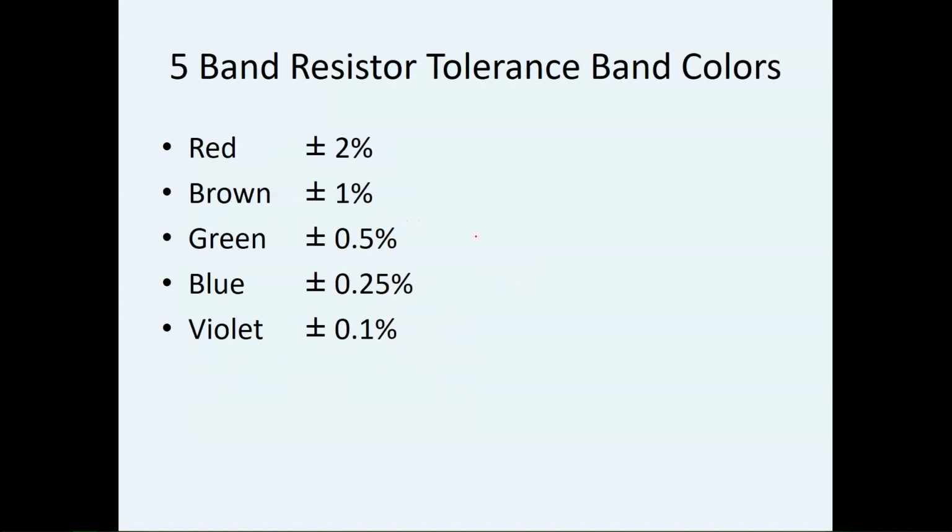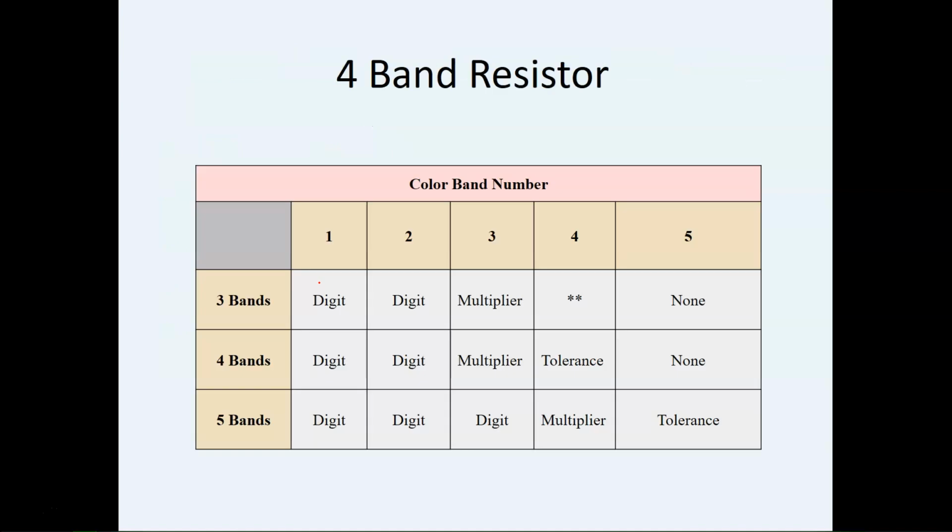And then you have 5-band resistors, which have these tolerance bands. So red's 2%, brown's 1%, green is 0.5%, blue's 0.25%, and violet is 0.1%. Violet means that it's going to be a very narrow gap between what you get and what you need for your tolerance. That means something's going to be very precise.